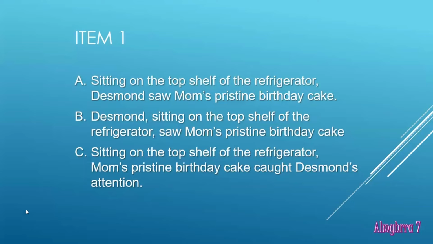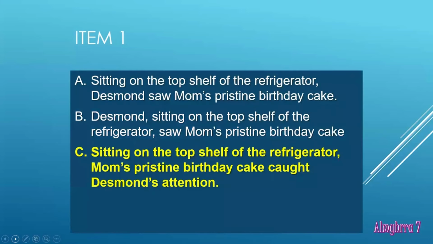Which one is the correct answer? The answer is letter C. Now, who is sitting on the top shelf of the refrigerator? It's not Desmond, but rather it's the cake. The subject here is cake, so therefore this is the one being modified by our introductory modifier. So the answer is letter C.